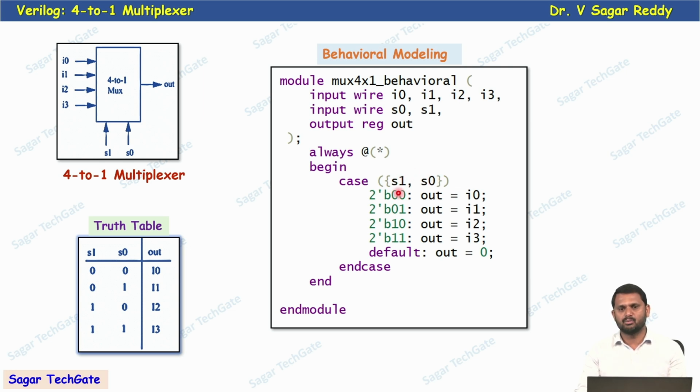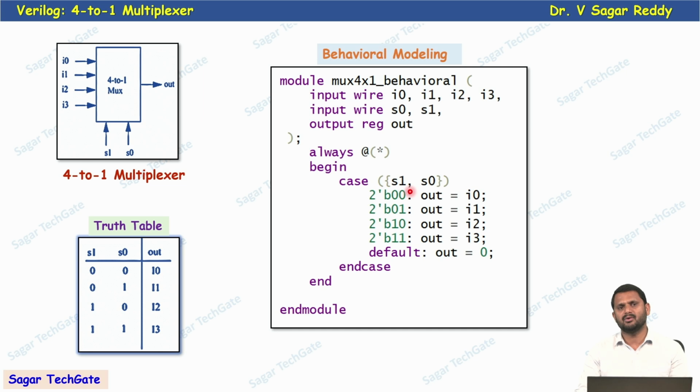If S1, S0 are both 0, that is 2'b00, then out equals I0. If S1 is 0 and S0 is 1, that is 01, then out equals I1. If S1, S0 is 10, then out equals I2. If S1, S0 is 11, then out equals I3. Else, the default case, out equals 0. You may have a doubt: sir, we only have 4 combinations, why do we need another? Sometimes the selection line may be X or Z. In that case, out equals 0. This is a simple way to describe the 4:1 mux using a case statement.